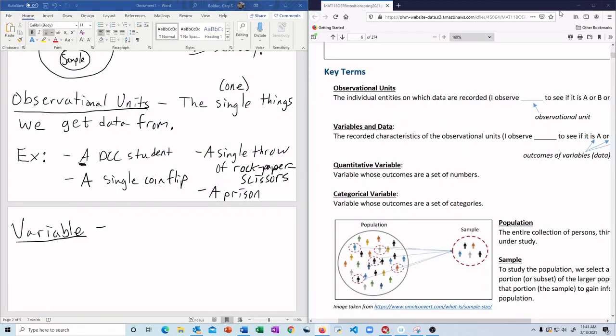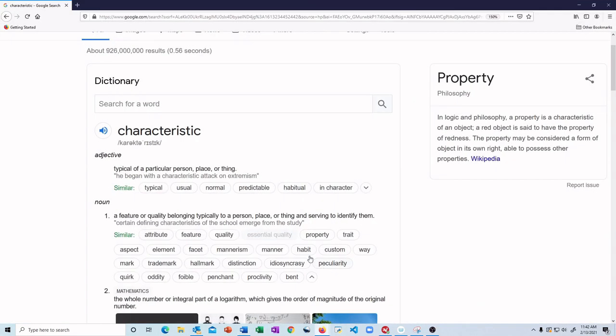So what could we say here instead? Instead of a recorded characteristic, right? Recorded is still a good word. So we'll say a recorded, because it's important that we remember this is something I'm going to record about each student, coin flip, prison, whatever. So a recorded, and then you just pick whichever word fits best. So let's go back to it, because I already forgot them all, right? That's not good. So go back here.